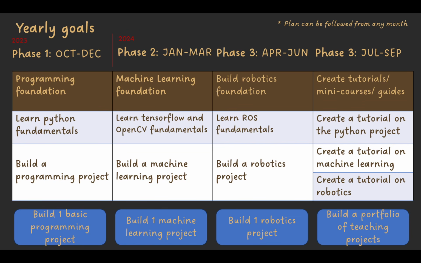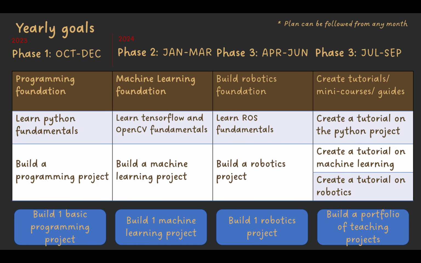So you can see that by the end of the first 3 quarters, Peter gets to build a programming project, he gets to build a machine learning project, and he gets to build a robotics project. So one foundational project and two specific projects in the domains of robotics and AI.